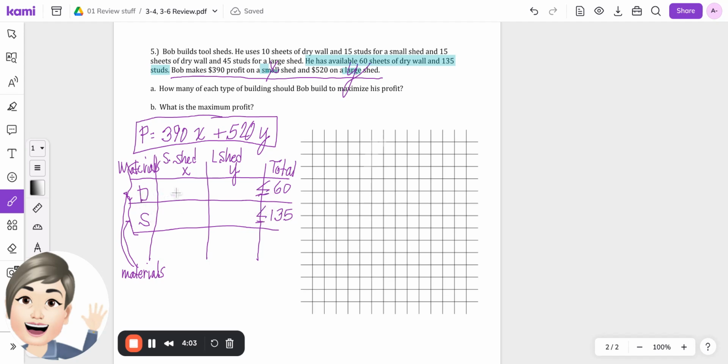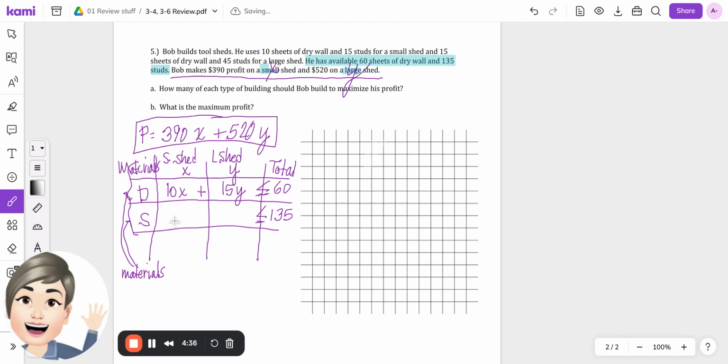Now, this line right here, and if you look up the chart, I'm small shed drywall. How many sheets of drywall do I need for a small shed? Go back up to the problem. It says 10 for small shed. So that's going to be 10x plus how many for the large sheds? 15 sheets of drywall for a large. 15y.